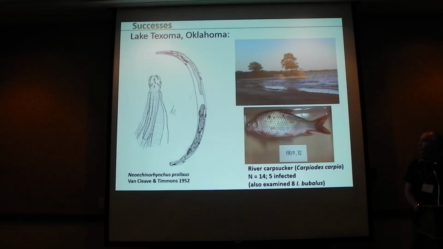Then we went on to Oklahoma. This is Lake Texoma, and this is actually the same beach where Van Cleve and Timmons got the worm in 1952. We went back to the same spot. We gill netted for river carpsucker and found about a third of the 14 river carpsuckers to be infected with Neoechinorhynchus prolixus. So we were happy there and thought, well, we're going to just keep going like this.